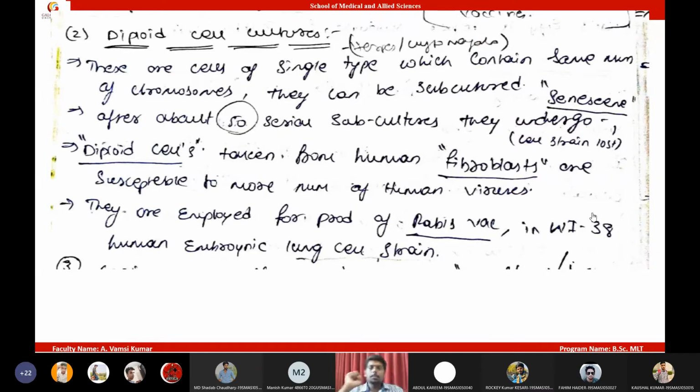Now coming to my problem. As I said, cell lines can be maintained for only 10 to 15 days, and that is not sufficient for us.